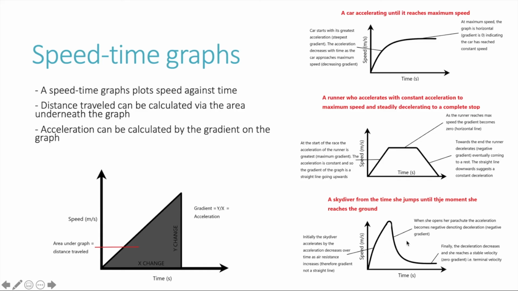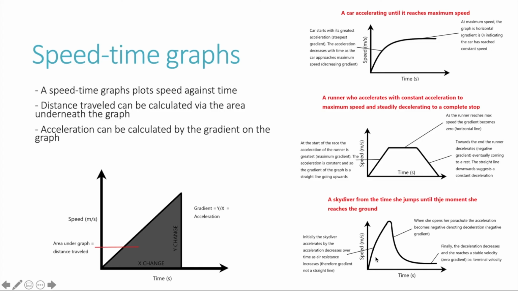Now, the last one is an example of a skydiver from the time that she jumps until the time she reaches the ground, including the point at which she opens a parachute. Initially you can see that there is a very steep level of acceleration happening. Now, is the acceleration constant? No. The reason is that you can see this segment where the speed starts to go up is not a straight line. It's curved, and when it's curved, it means that the speed is not constantly going up at the same rate, which also means that acceleration is not constant and is changing.